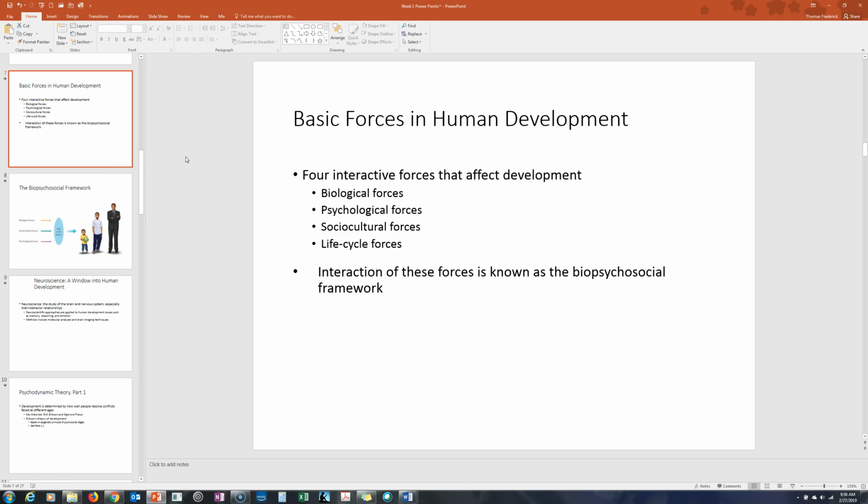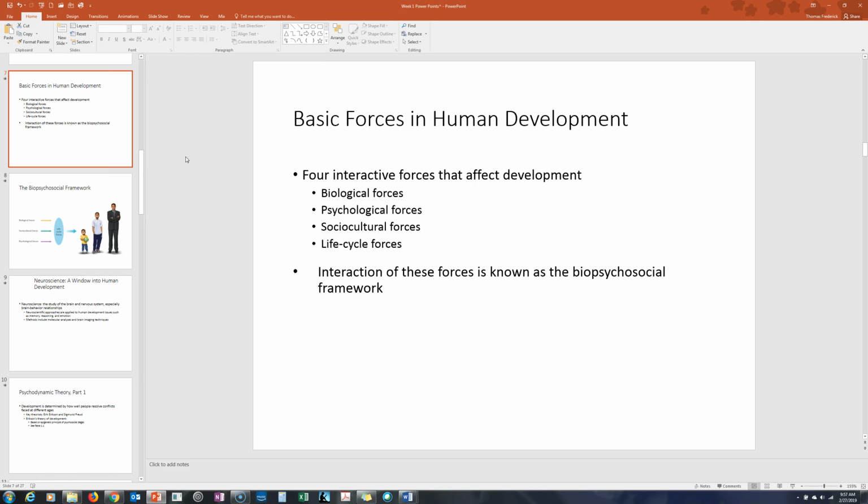And then, of course, there are life cycle forces in terms of how we understand human development to go from cradle to grave, so to speak. We can see nodal events happen, things that humans experience, like language acquisition, and how those natural life cycle stages influence these biological, psychological, and sociocultural factors. So, taken together, these factors are called the biopsychosocial model or framework.